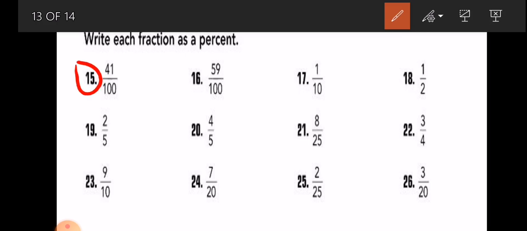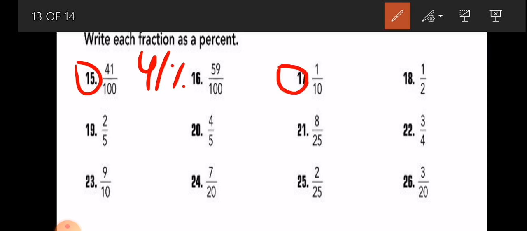Number 15. The denominator is 100, so directly my percent is 41%. Here it is. And by the same way for any fraction with the denominator 100, it means your percent is your numerator. But let's see another case.